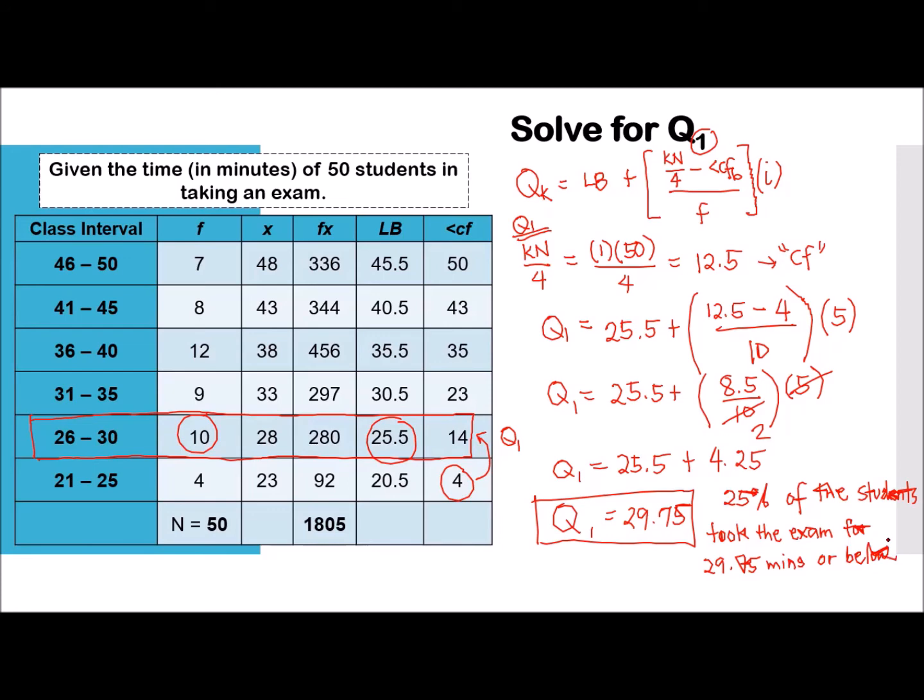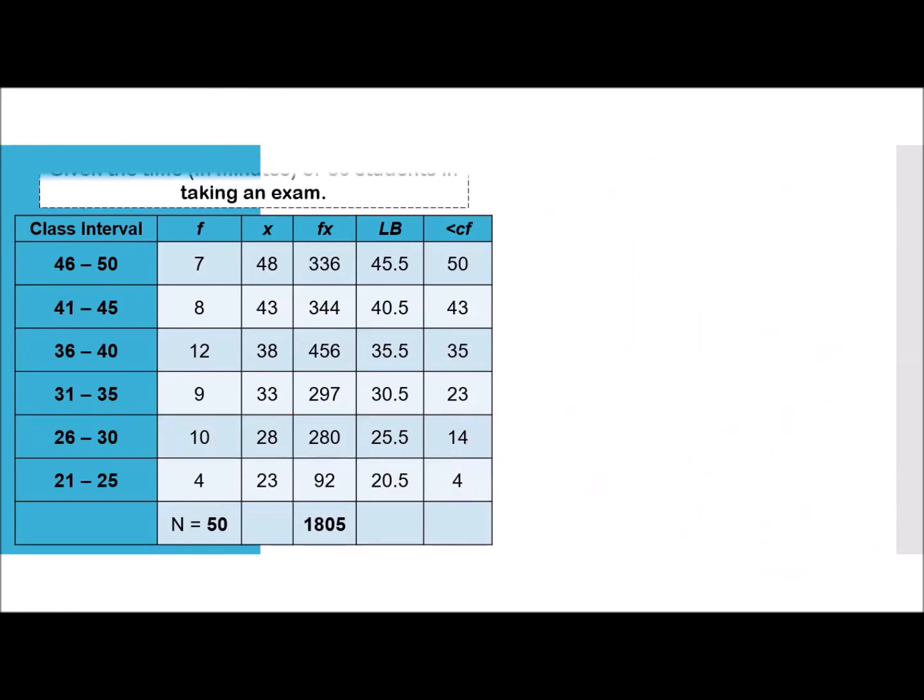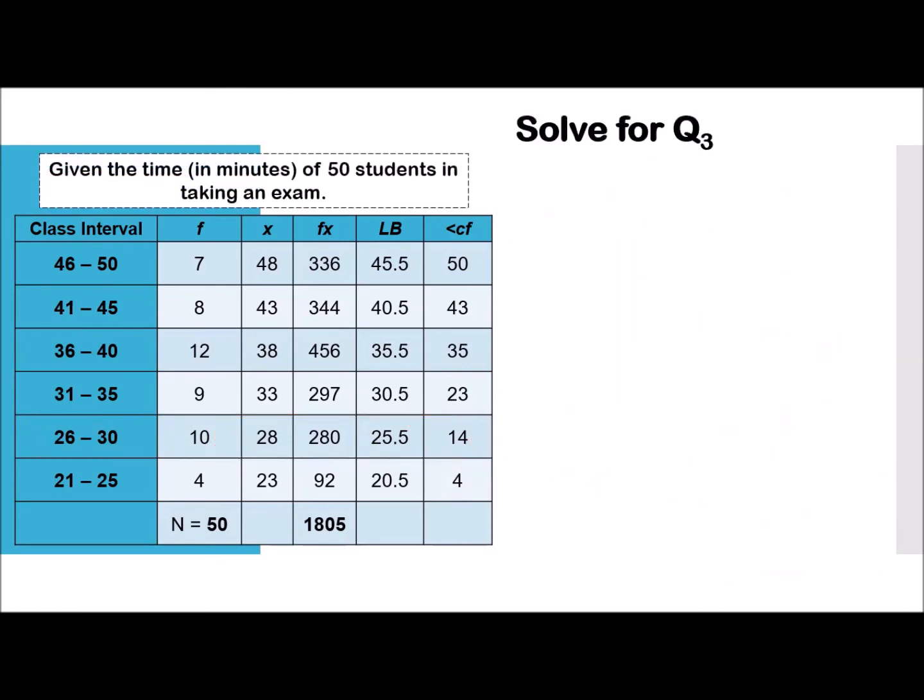Okay? So, that's how you do it. I hope that is very clear with you. Ulitin ulit natin siya, doon naman sa Q sub 3. So, ganun ulit ang formula natin. Q sub k is equal to lower bound plus kn over 4 minus the cumulative frequency below, all over the frequency times i. So, ganun ulit.